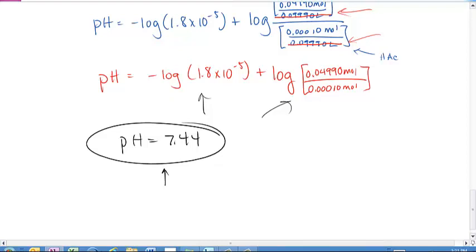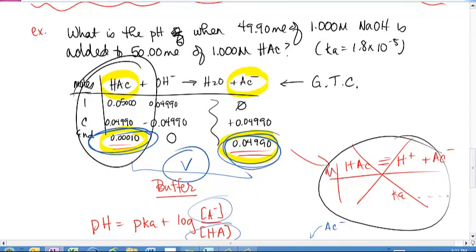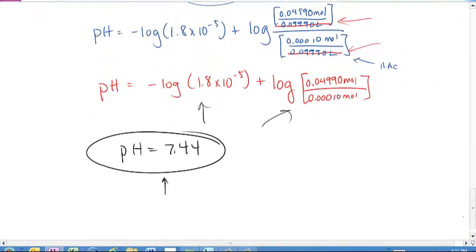The key here is being able to know that after I do the ICE table, I had some weak acid and its conjugate base. As long as those two are present, then I can use the Henderson-Hasselbalch in order to calculate that.